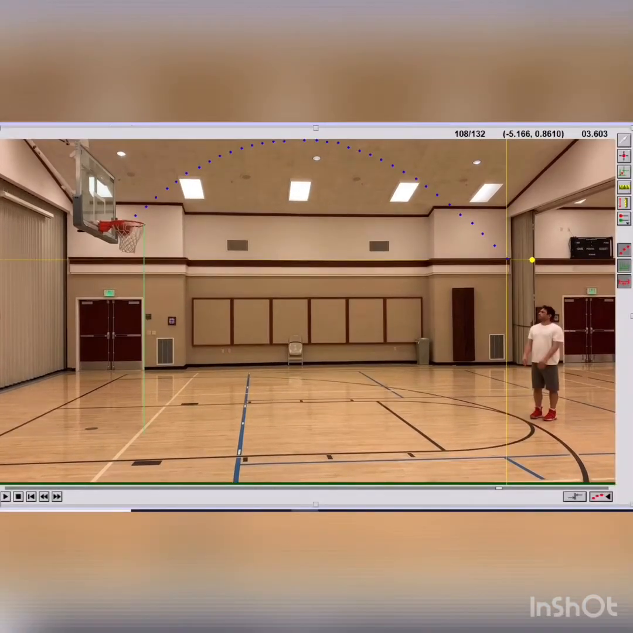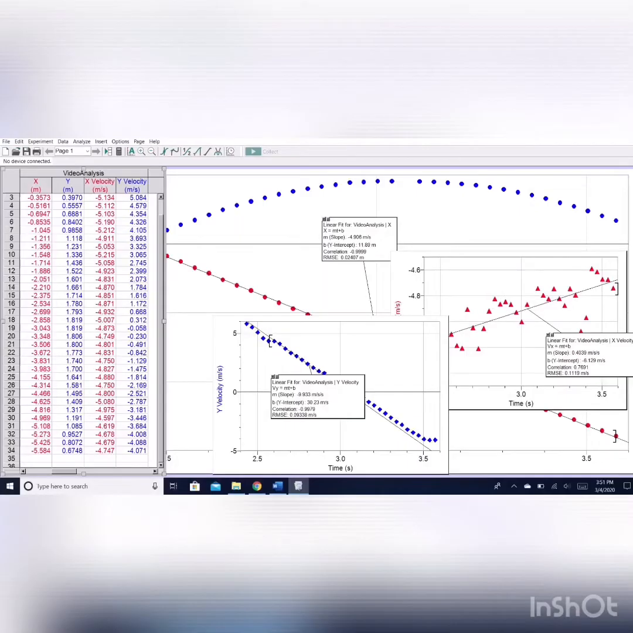This is the video analysis done on the shot of the basketball, and these are the graphs from which I get the speed of the basketball and the experimental gravity, which I refer to throughout the movie.